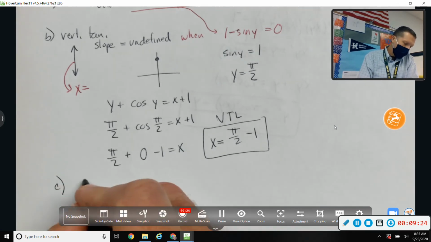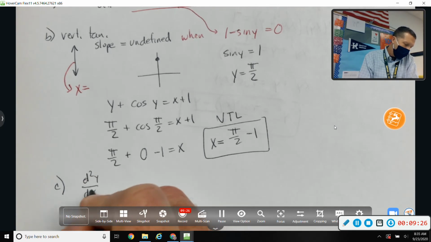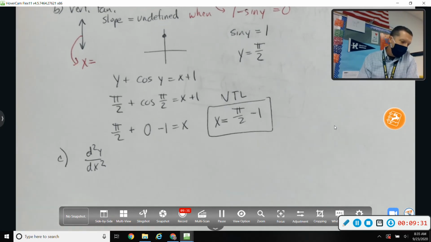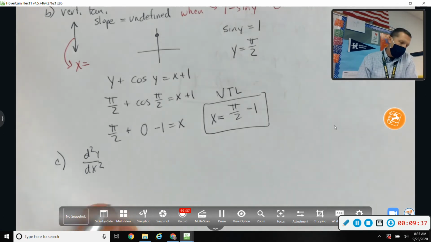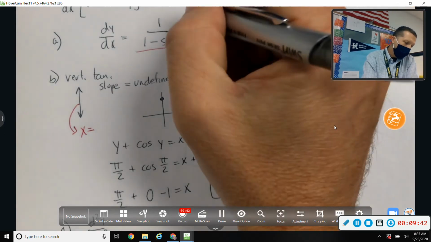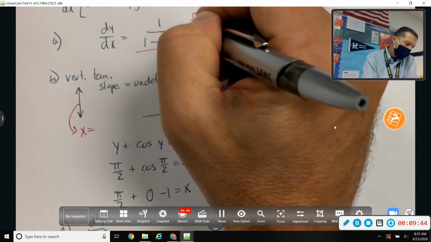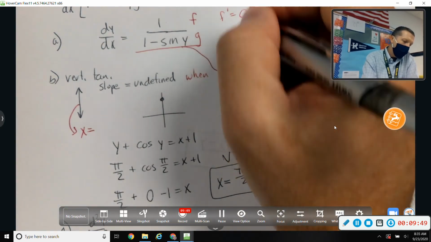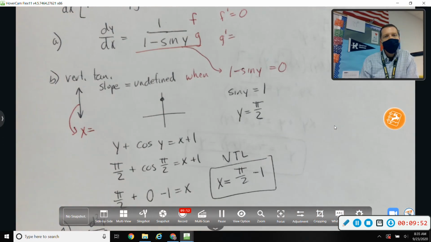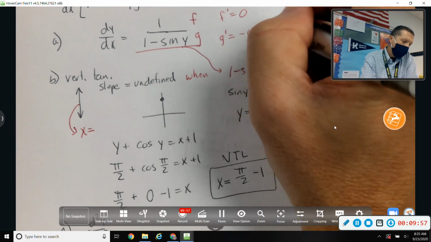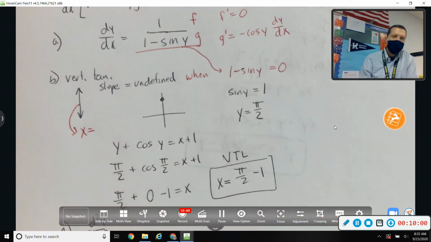And then lastly, find the second derivative in terms of y. That's good news. That way I don't have to plug things back in, I think. So I'm looking back at dy/dx. This looks like a quotient rule problem about to happen. So f prime would be 0. g prime, just looking at the bottom, would be minus cosine of y times dy/dx.